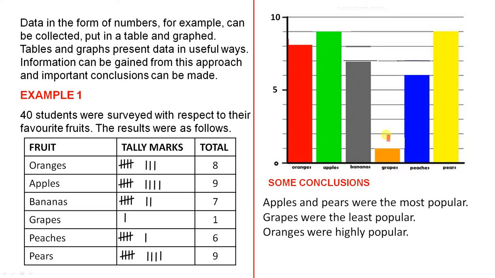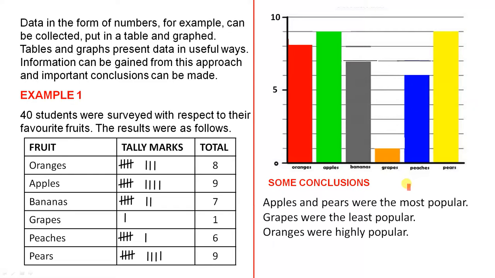Then here is the graph. So we have a horizontal axis with all the fruits and a vertical axis with the numbers. And then we just draw the graph, taking the information from the table.